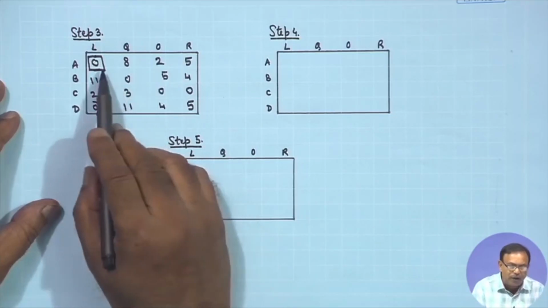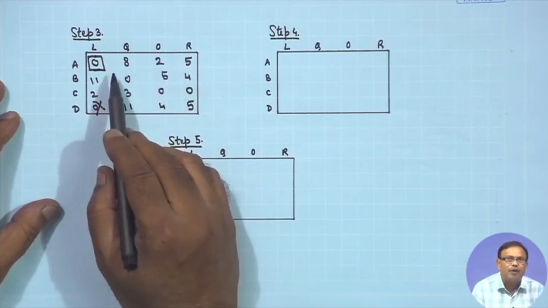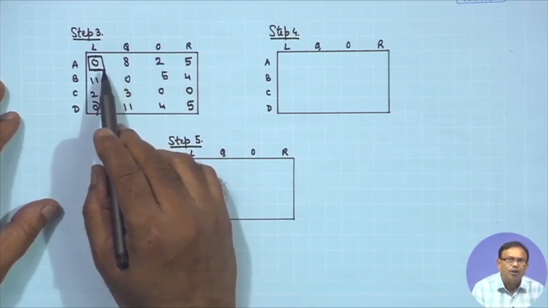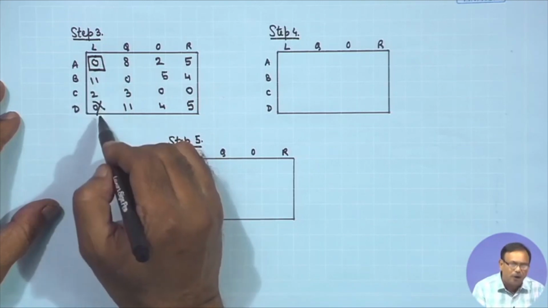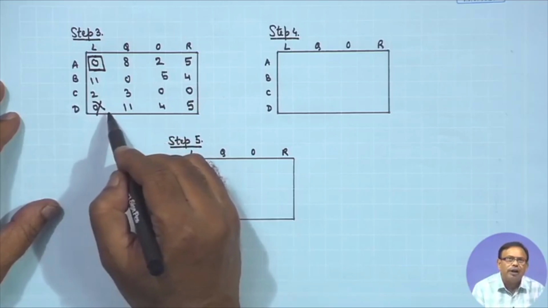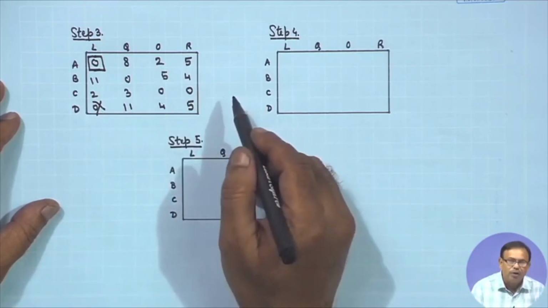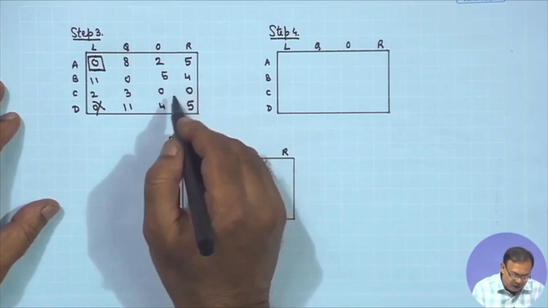So, what is the policy? You examine each row individually starting from the first row. If there is only one 0 in the row, you put it in a square and check the corresponding column. If any 0 is there, cross it, so that afterwards you will not use it. Repeat the process for each row and for each column.